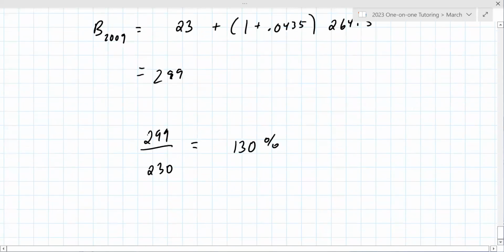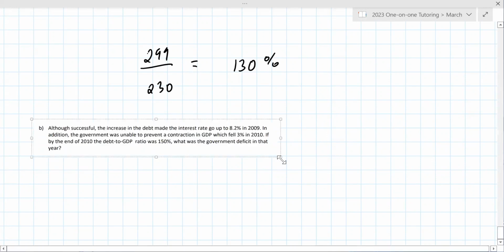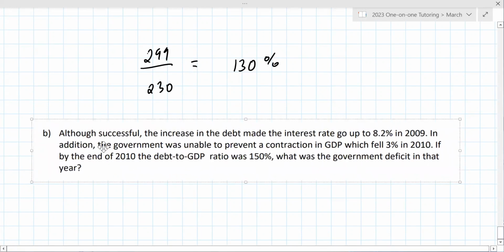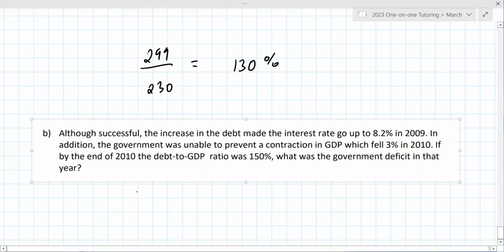Right. So part B appears to be like the other types of continuations of these, where they make some changes to the numbers that we just used. So spend plenty of time in that first part to make sure you get it right. Although successful, the increase in the debt made the interest rate go up to 8.2% in 2009. So they're saying now your I of 2009 is 0.082 instead of the 0.0435.